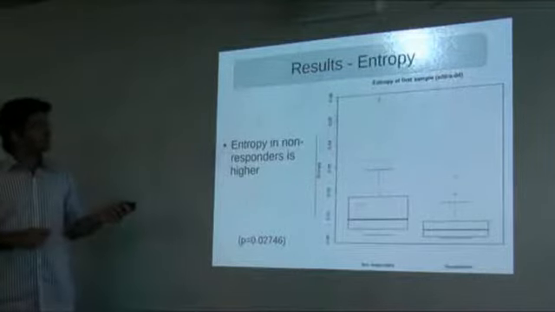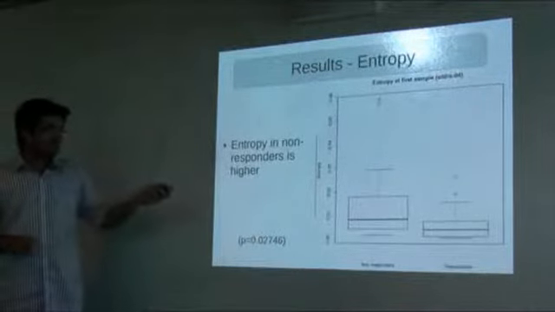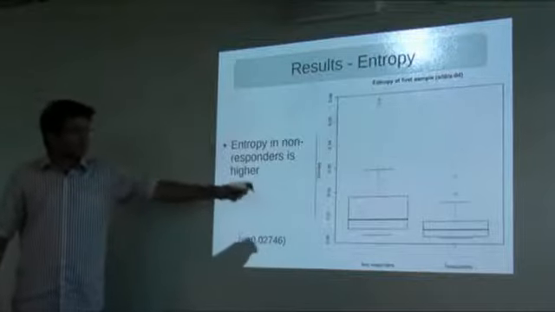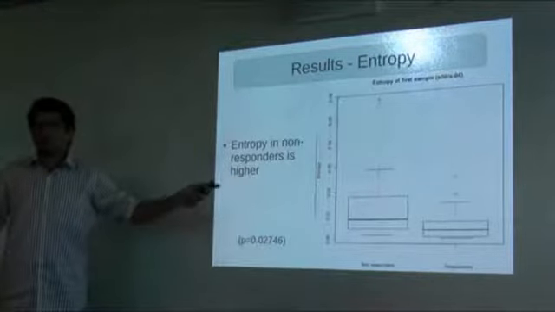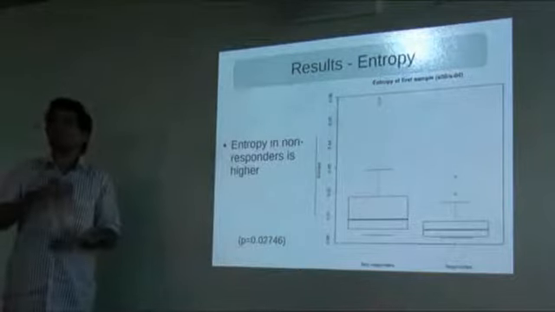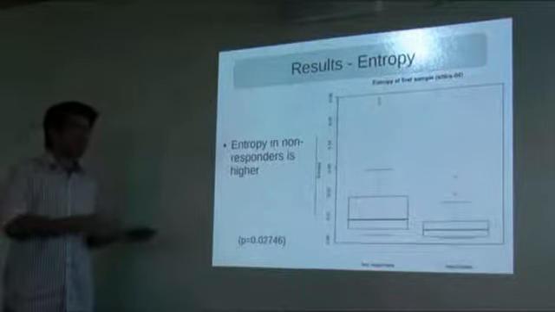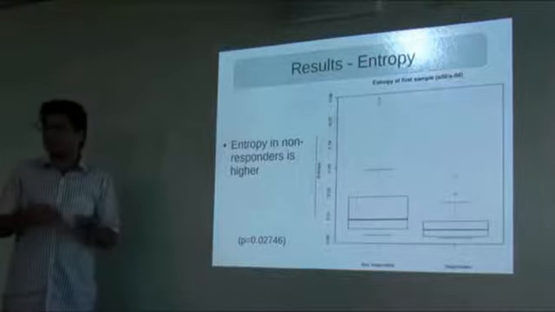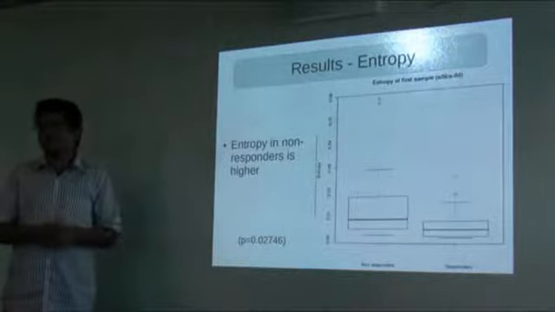The first result is we found that the entropy of the non-responders was much higher than the responders. So the main conclusion we get from this is that yes, the higher the viral diversity, that is the higher the entropy, the more chance there is of the patient being a non-responder.